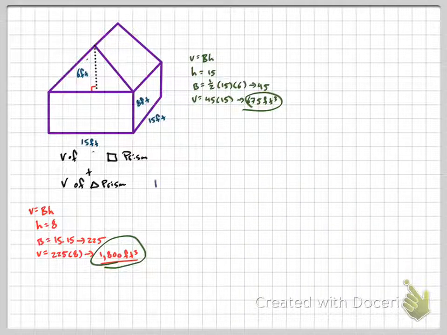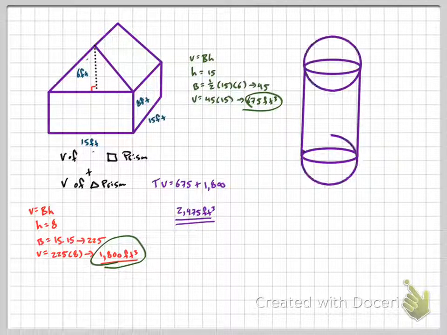So total volume equals 675 plus 1,800 for a total volume of 2,475 feet cubed. Okay. So again, we found the volume of the rectangular or the square prism on the bottom, and then we added that with the volume of the triangular prism stacked on top.